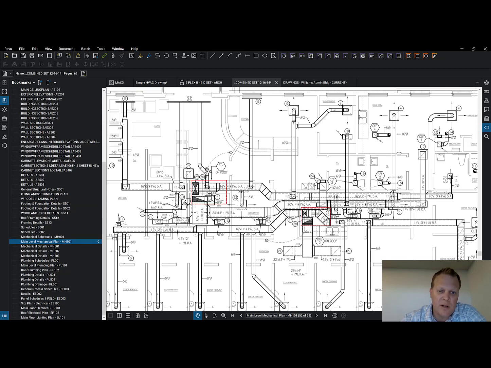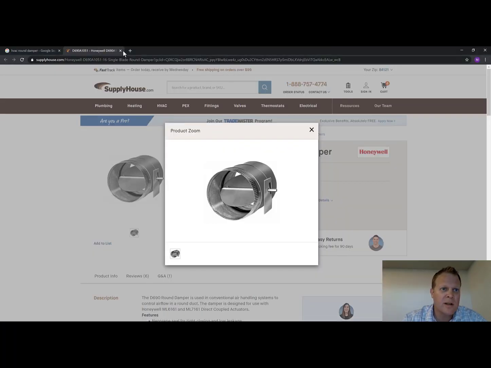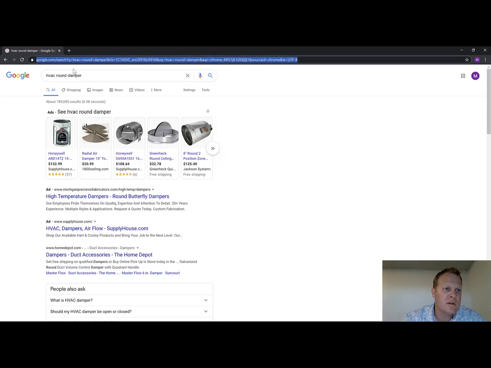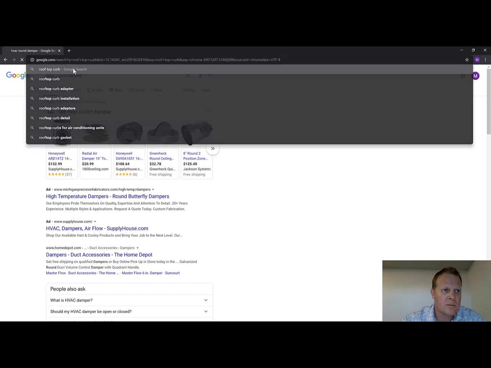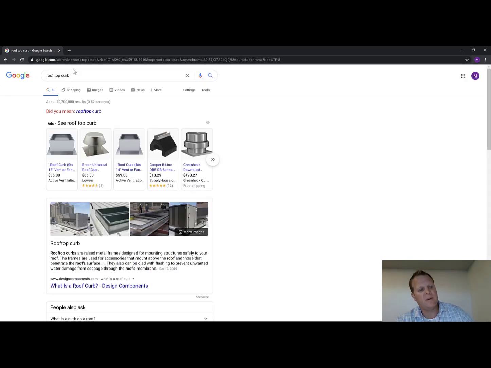Something else we need to coordinate is something called a curb. Let's go look at what that is. So we're going to try and Google it. Okay, but first you'll have to unlock your device. All right, my phone thinks I need to do it too.